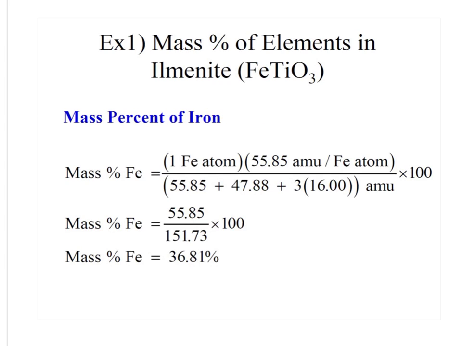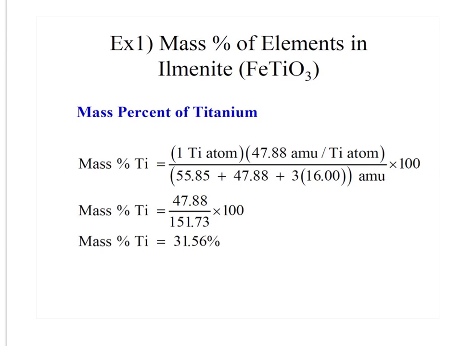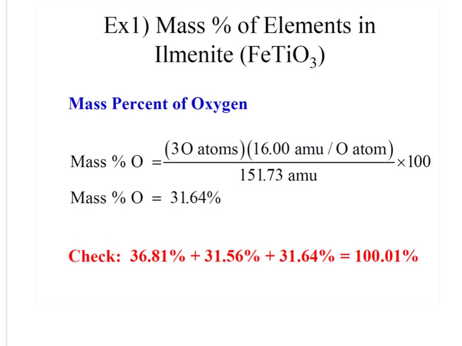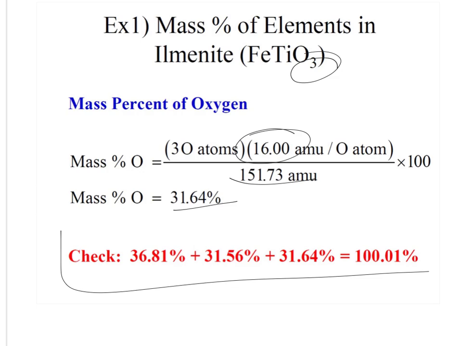So if we want to find the percent mass of iron, you'd find one iron weighs that, divided by your total, times 100, 36.81%. Mass of titanium, same thing: one titanium weighs that, over the total, times 100, gives you your percentage. Oxygen, we've got 3 oxygen atoms, times the weight of 1 oxygen atom, divided by the total, gives you this. And when you check them, they should all add up to 100.